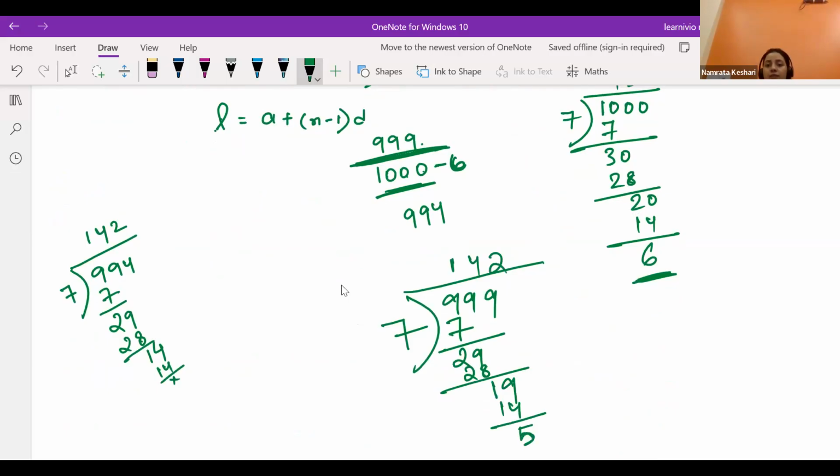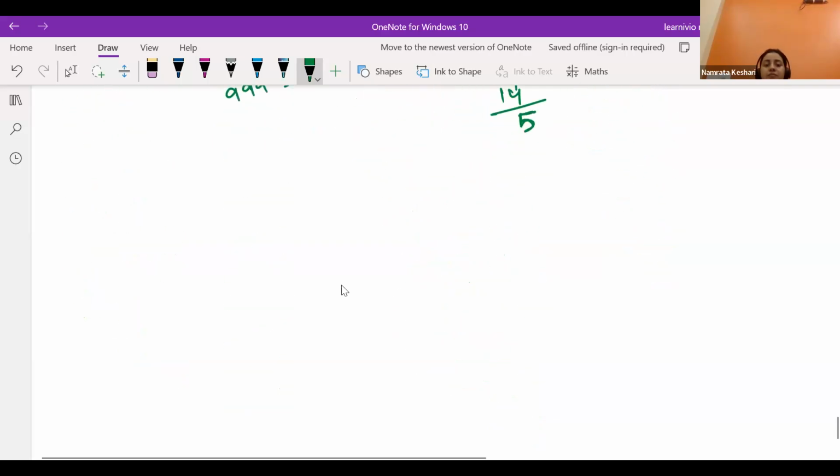So basically, when you subtract numbers like we got the number 5, it's no longer divisible. When we subtract a number like that from the given number, that number will automatically be divisible by 7. That's how it works.